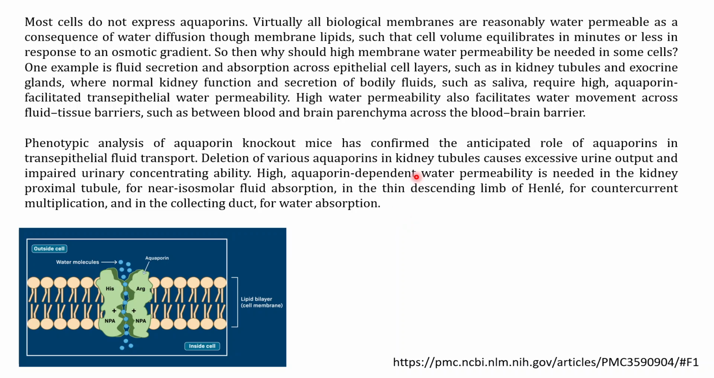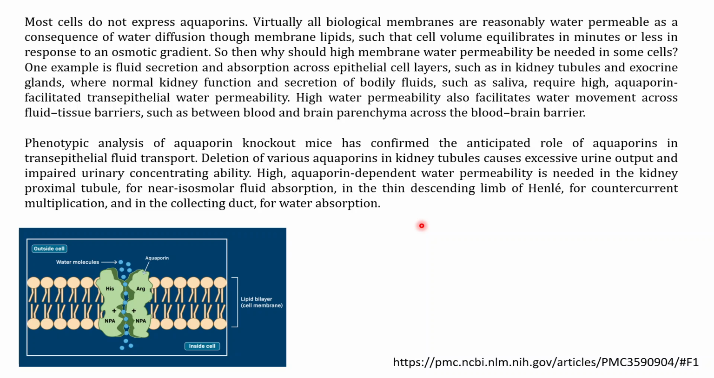So high aquaporin dependent water permeability is needed in the kidney, particularly the PCT, right, for near isoosmolar fluid absorption. And in the thin descending limb of the loop of Henle, which we'll discuss very soon, and for countercurrent mechanisms, which we'll also discuss, in the collecting duct. And these are all important when it comes to water absorption above what is already possible by membranes.